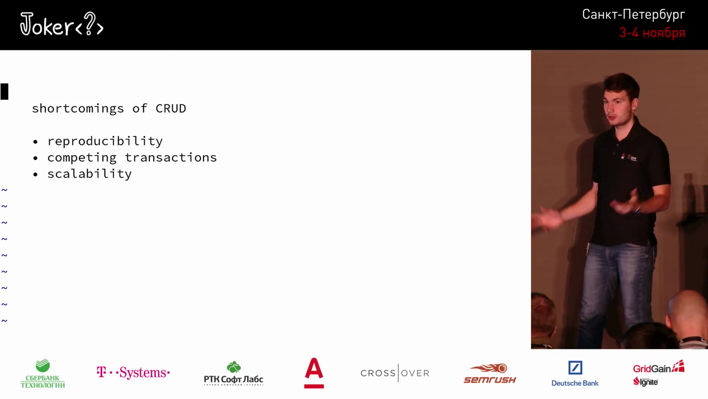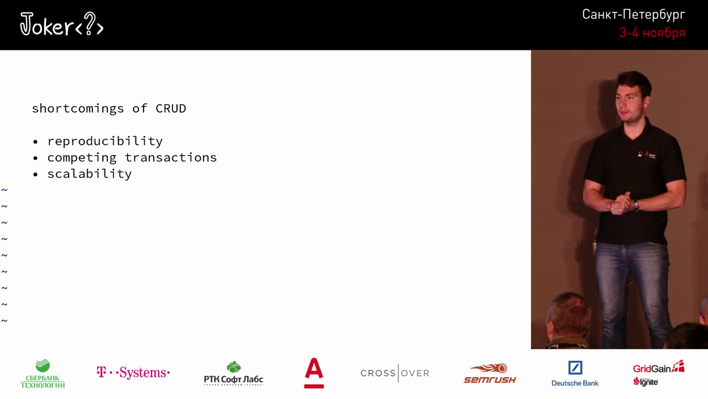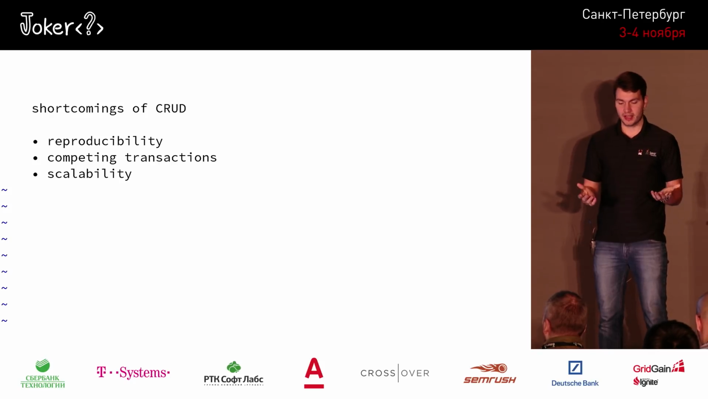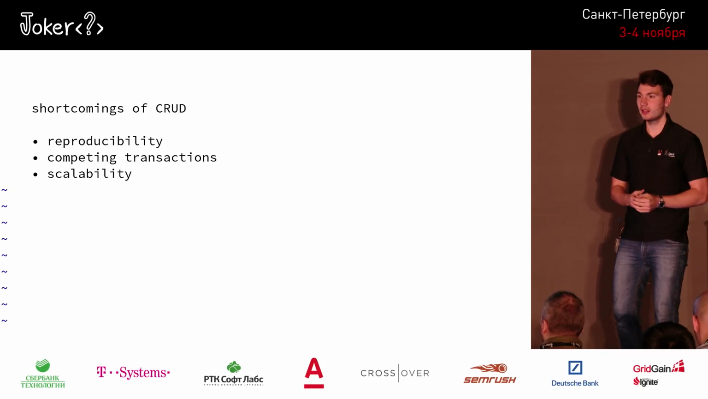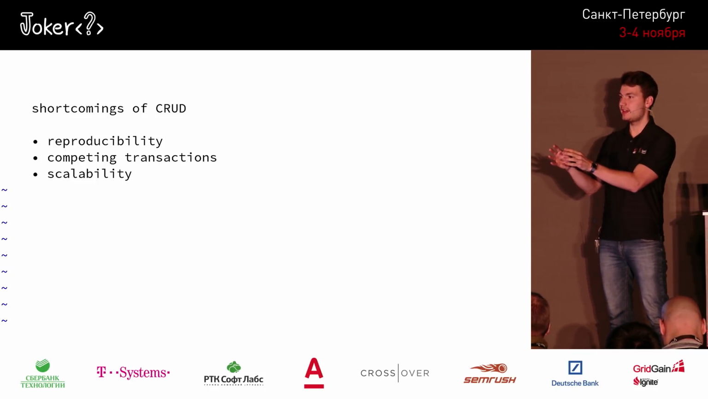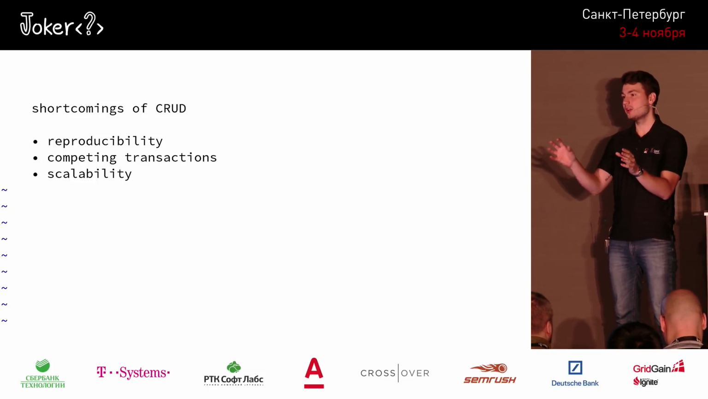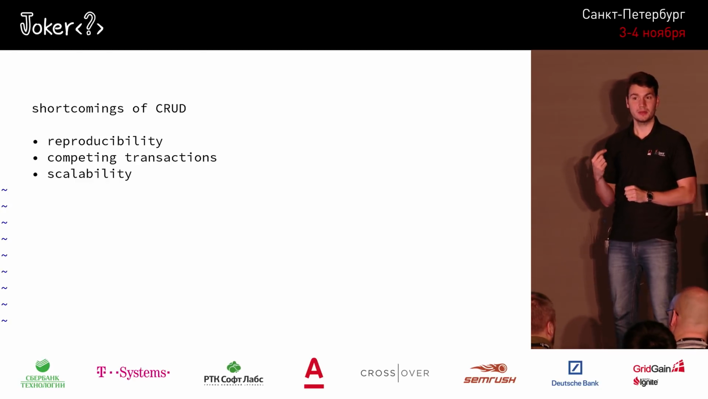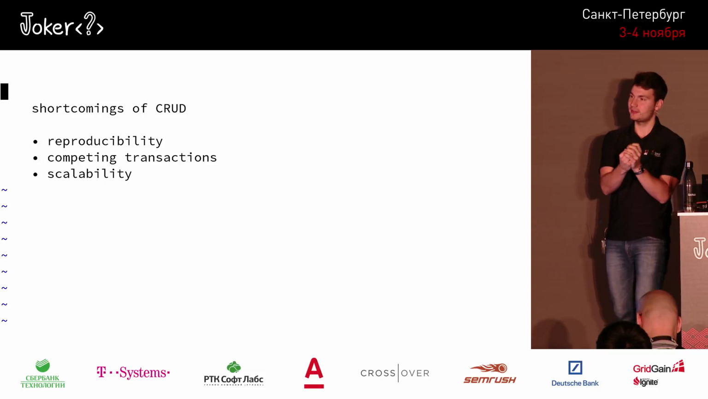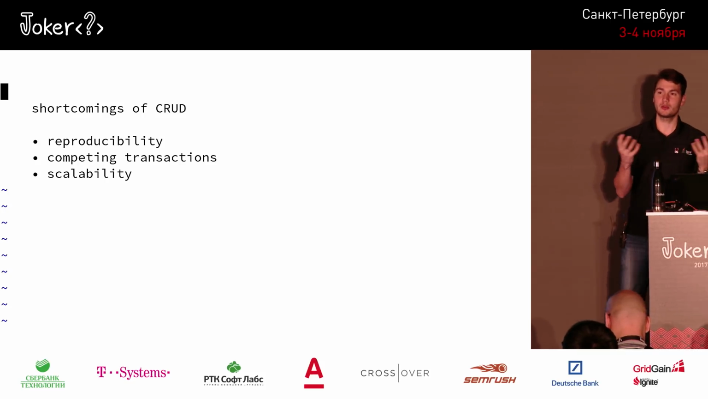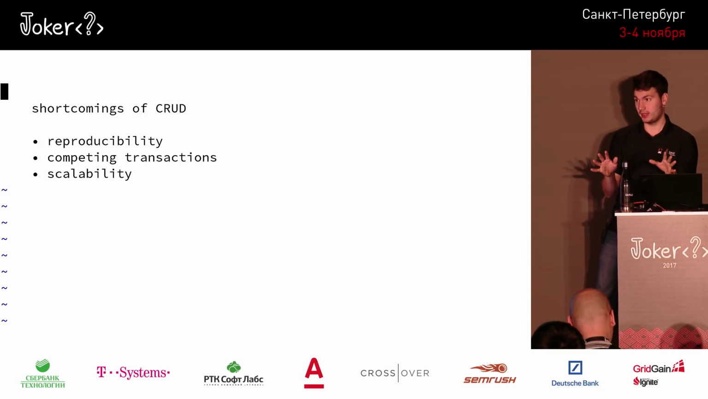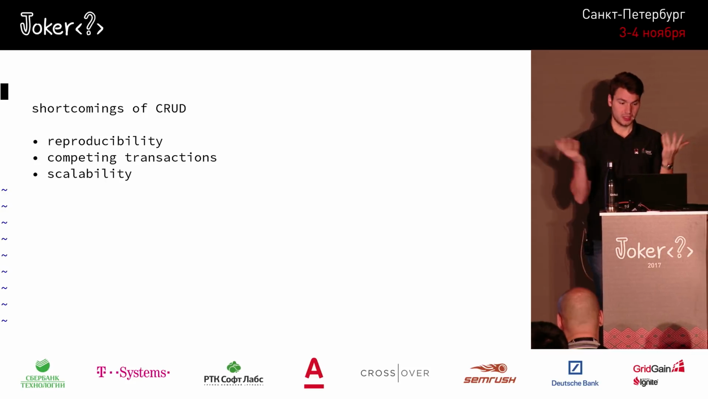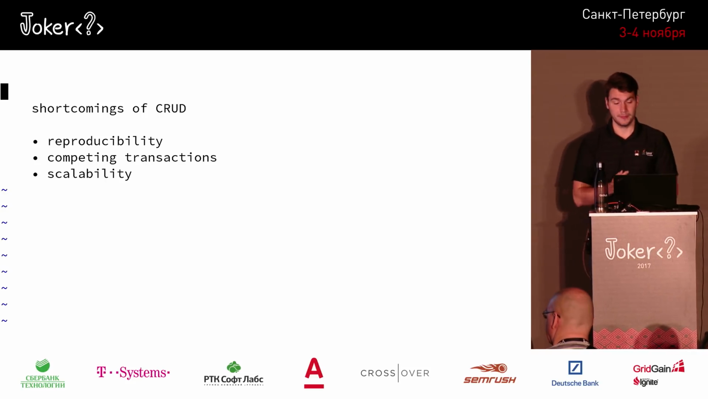So the CRUD approach, create, read, update, delete, has some shortcomings such as reproducibility. What does this mean? Well, once we have a state in our application and we have a new state, first of all, the old state is forgotten. So we cannot reproduce how our system got into its current state. Right? It's in some state, and we don't know how it got there. We don't know the history, first of all. And that's first of all a shortcoming, right?